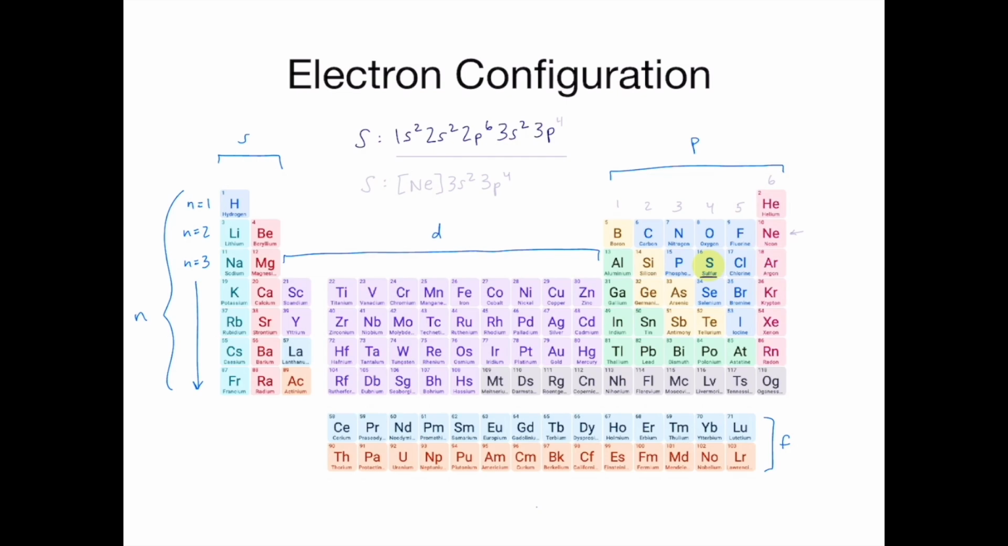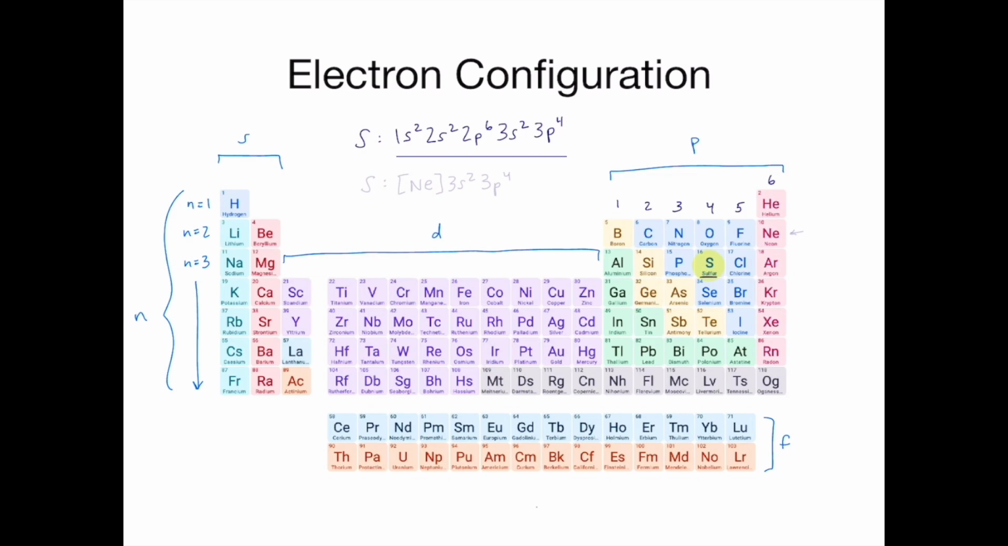And we can go ahead and count our electrons. So we have 1, 2, 3, 4, 5, 6 possibilities for the p subshell. And we know sulfur is in the fourth column here, so we have 3p4. And this is our full electron configuration.